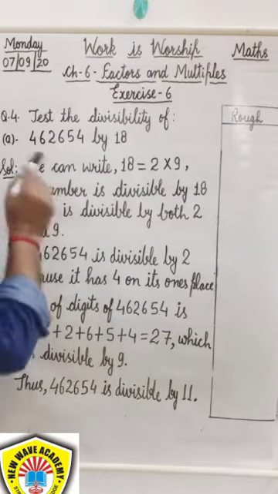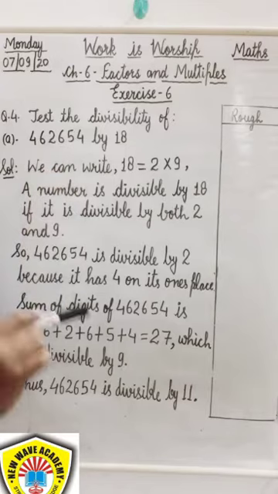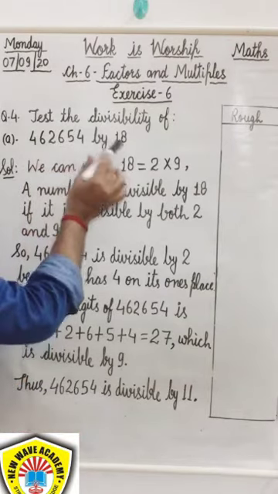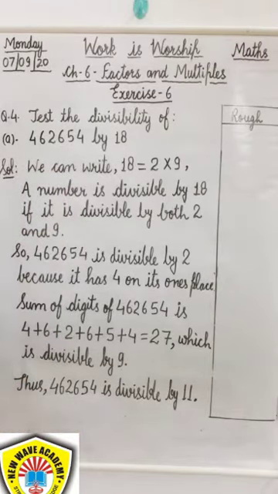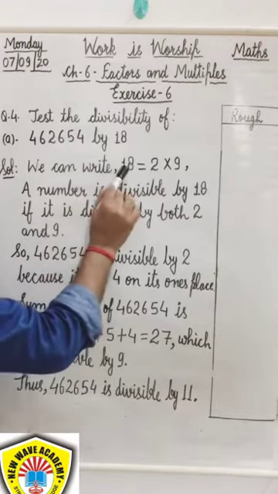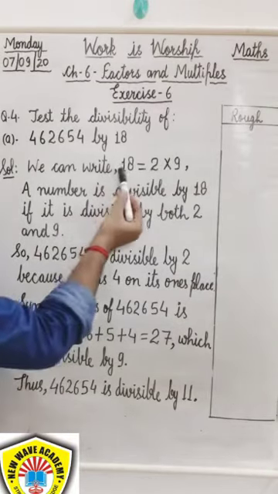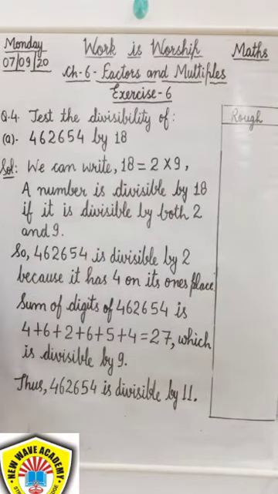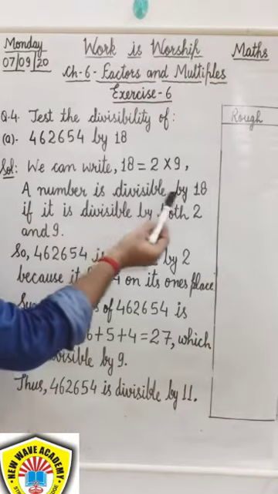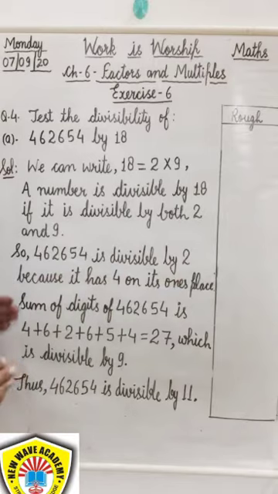Okay, so here we have taken 4,62,654 and we have to check the divisibility of this number by 18. Okay. So according to the rule we can write 18 in the form of 2 into 9. हम रूल के अकॉर्डिंग 18 को क्या लिख सकते हैं, 2 into 9 के फॉर्म में लिख सकते हैं. So a number is divisible by 18 if it is divisible by both 2 and 9. कोई भी नंबर 18 से तब डिवाइड होगा जब वो 2 और 9 दोनों से डिवाइड होगा.